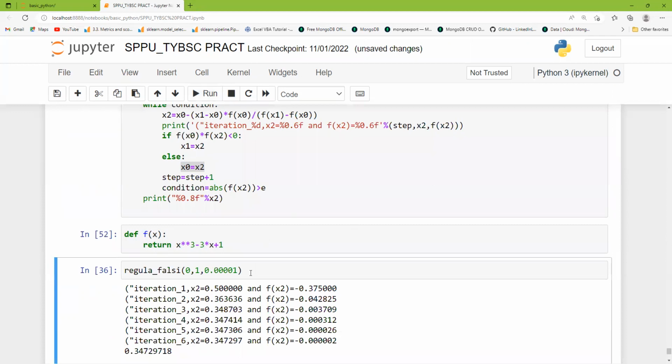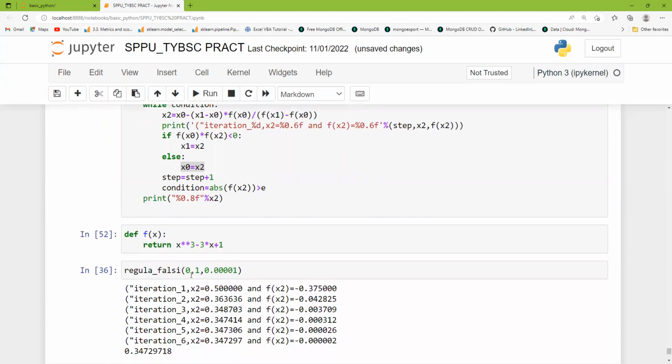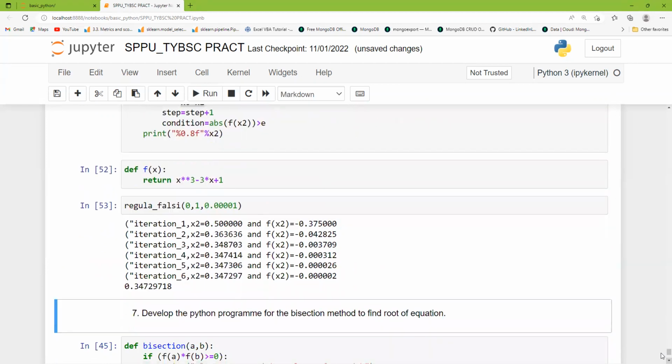Okay. Now I have to use the regula falsi method. So in this regula falsi, I'm going to take x0. x0 means the first element of this interval, and x1 means the second element. e means this value, guys. So I'm using x0 is equal to 0, x1 is equal to 1, and e is equal to 0.00001. And let us see, this is my function regula falsi 0 1 0.00001. And if I run this, I'm getting these many iterations.